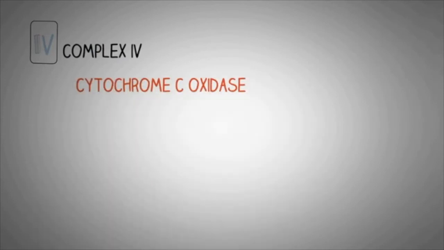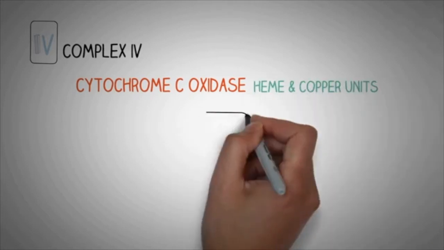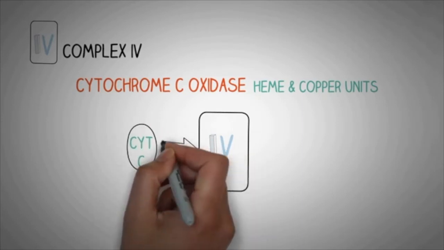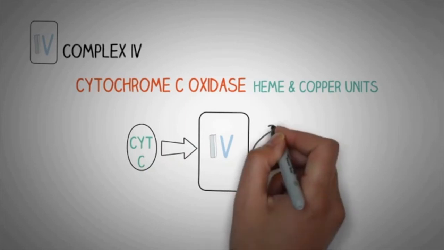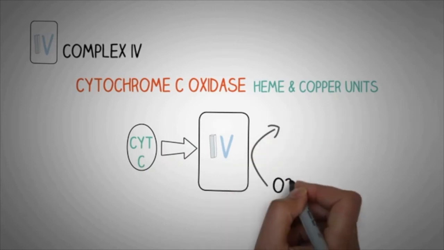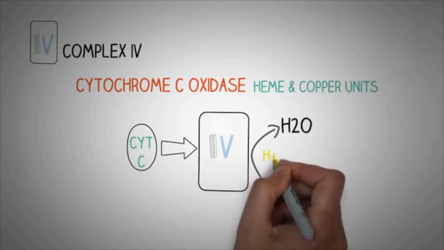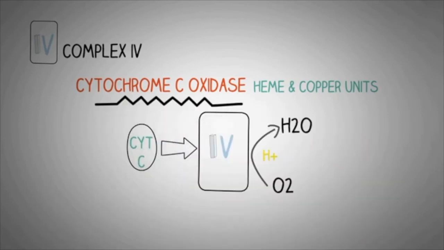Complex 4 is called the cytochrome C oxidase. It is a heme and copper containing complex whose main job is to oxidize cytochrome C, that is, to receive electrons from cytochrome C, and then it uses those electrons for the reduction of oxygen to water, and hence it is called cytochrome C oxidase.